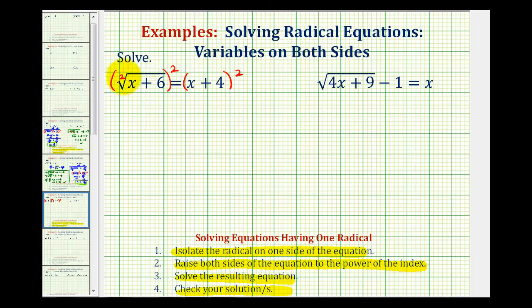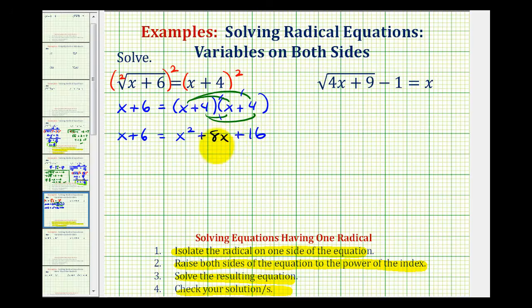So when we square the square root of x plus 6, this will simplify to the radicand of x plus 6. And then for the right side we have the quantity x plus 4 times the quantity x plus 4. So now we need to multiply this out, and we'll have 4 products. 1, 2, 3, and 4. So we'll have x plus 6 equals x times x, that's x squared. Then we're going to have x times 4, that's 4x. But notice how the next product is also 4x. So we'll have a total of 8x. And then 4 times 4 for plus 16.